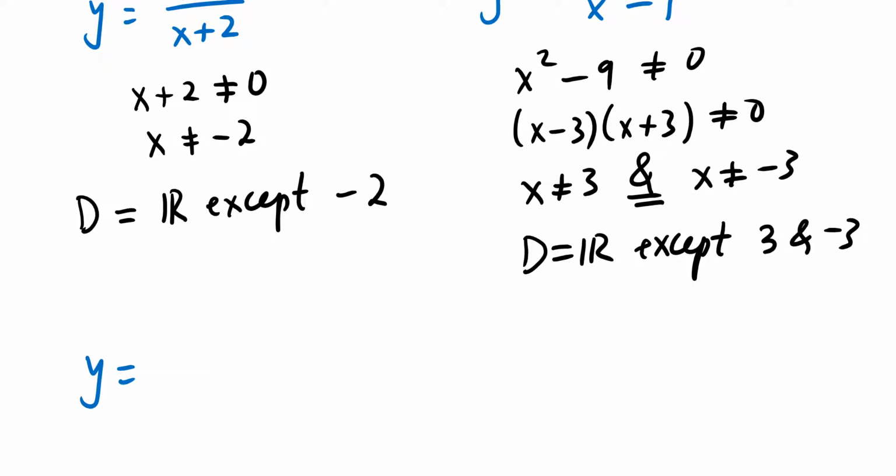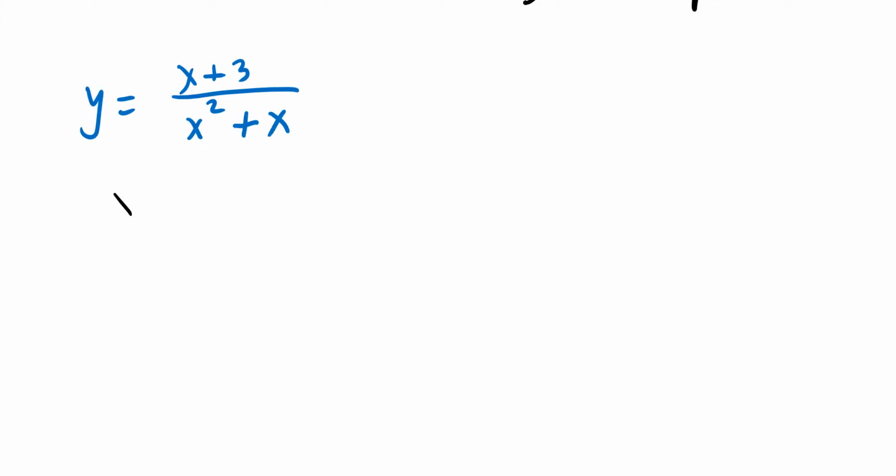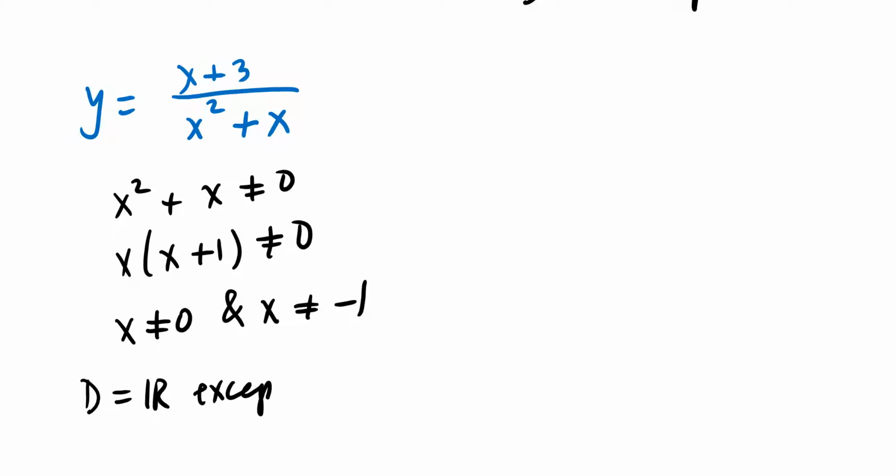We can look at more examples, say x plus 3 over x squared plus x. What can be the domain for this? Well, same thing, x squared plus x cannot be 0. Factor x out, x times x plus 1 cannot be 0. So x cannot be 0 and x cannot be negative 1. So the domain is all real numbers except 0 and negative 1.